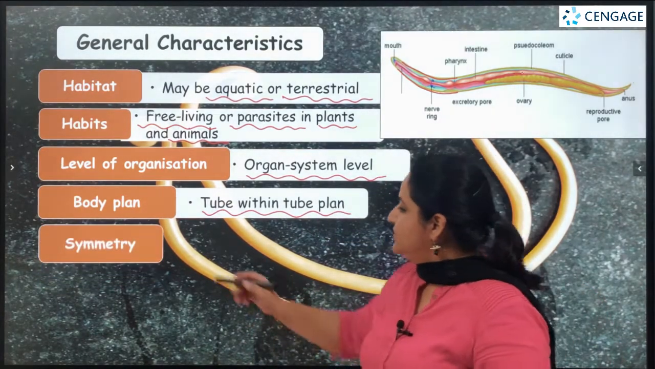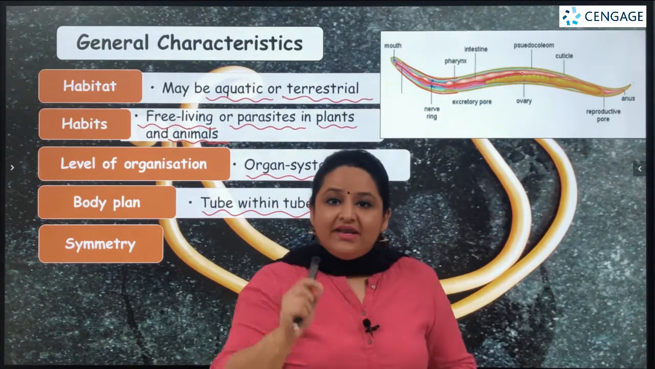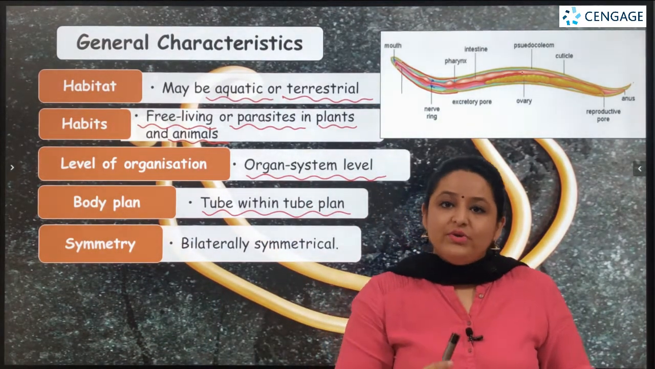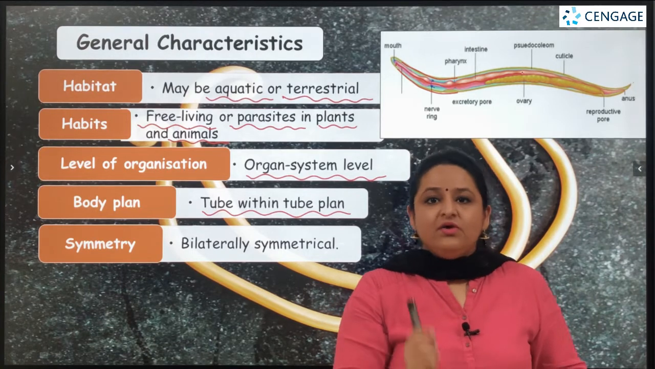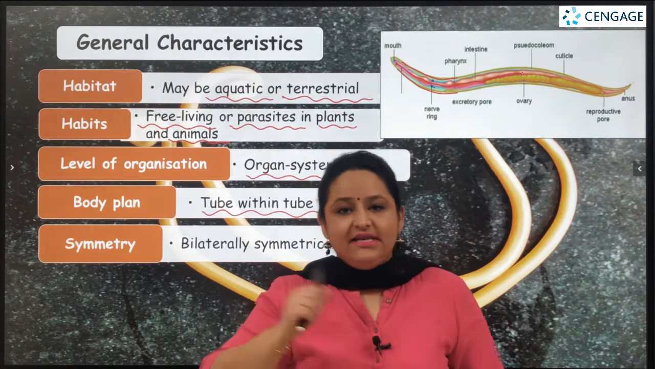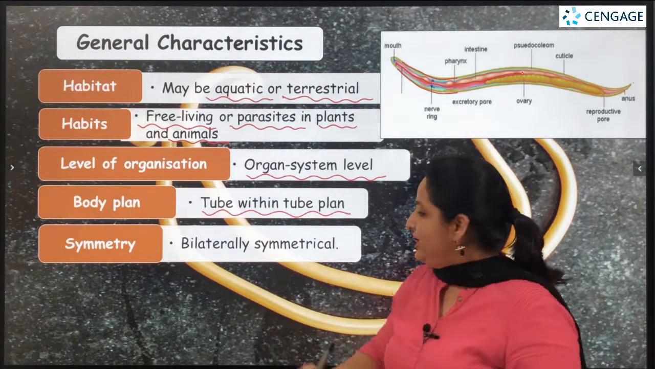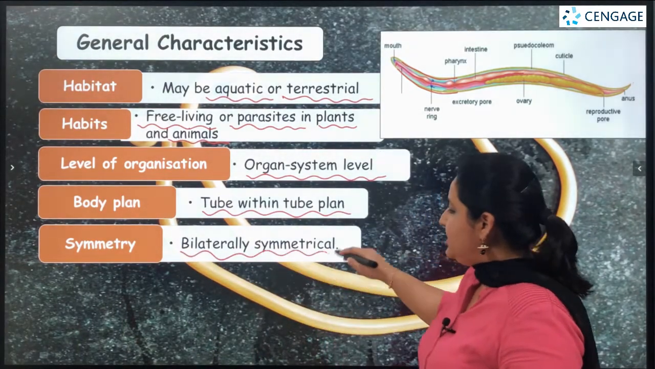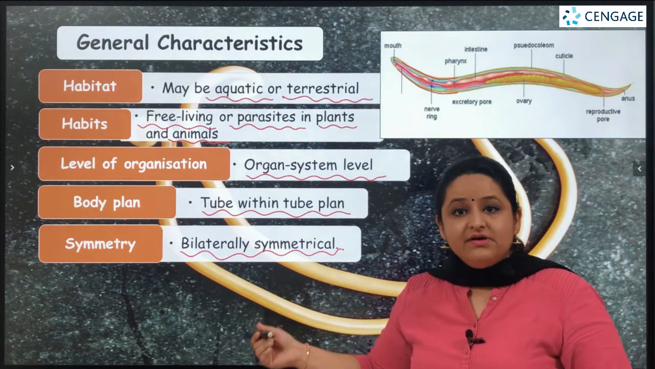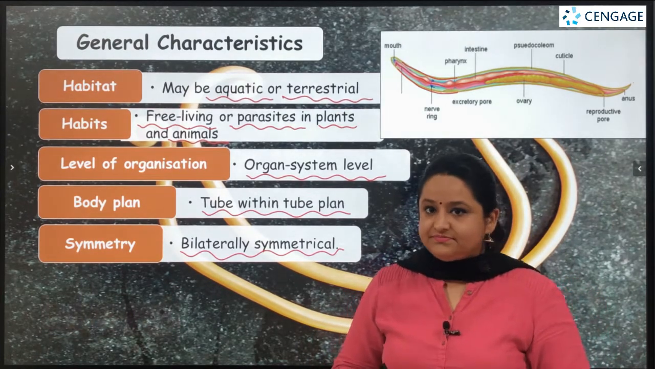Then let's come to the symmetry. If we look at this organism, we can very easily identify that there is only one plane through which when we cut the organism, we will get two equal halves. That is, one is the right half and the other is the left half. So the organisms showing this type of symmetry are known as bilaterally symmetrical, and the symmetry is known as bilateral symmetry. So members of phylum Aschelminthes are bilaterally symmetrical.